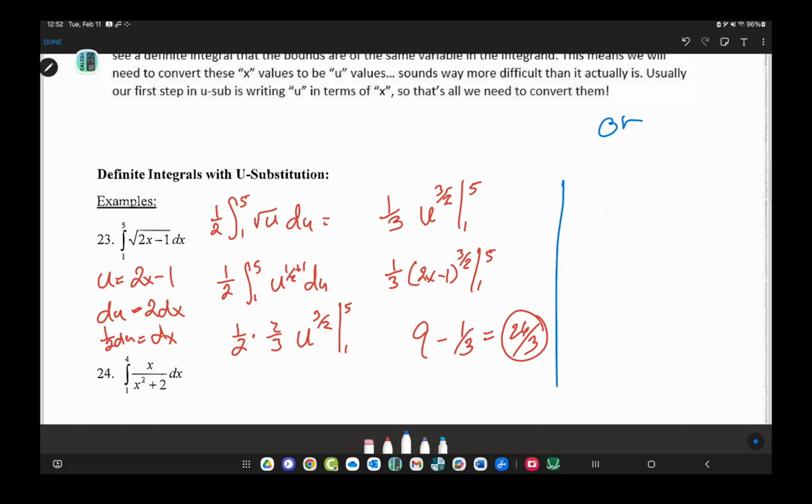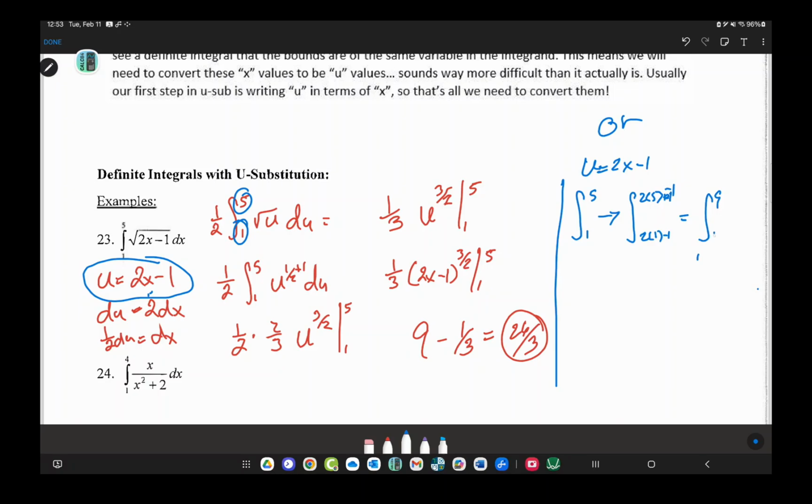So what we can do is, once we replaced u with 2x plus 1, we can also run our bounds through our function. If we do that, we don't have to plug our function back in. If u is equal to 2x plus 1, then my bounds from 1 to 5 become 2 times 5 plus 1, which is 9, and 2 times 1 minus 1, which is still 1. So my bounds are 1 to 9.